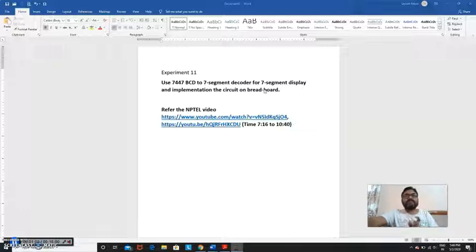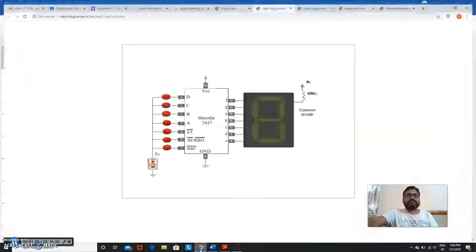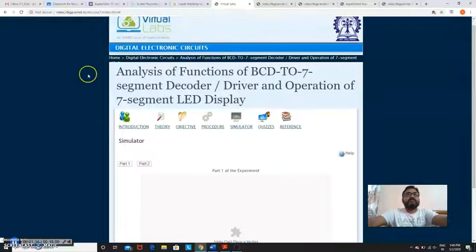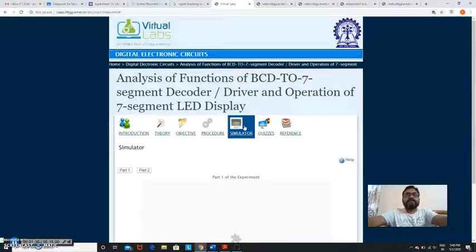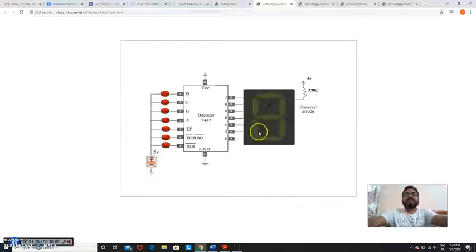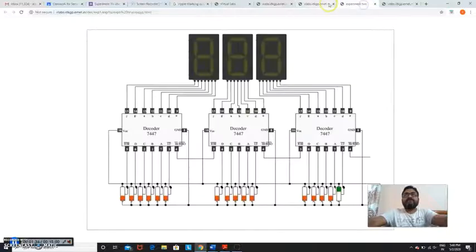Now we are going to see the virtual lab demonstration. For this, I have provided the link to the virtual lab of IIT Kharagpur, where you can see the analysis of functions of the BCD to 7 segment decoder. Here a simulator is there. In this simulator there are two parts, part 1 and part 2. In part 1 only a single 7 segment is interfaced with the 7447, and in part 2 you will have multiple 7 segments, meaning 3 seven segments are interfaced with 3 different 7447 decoders.